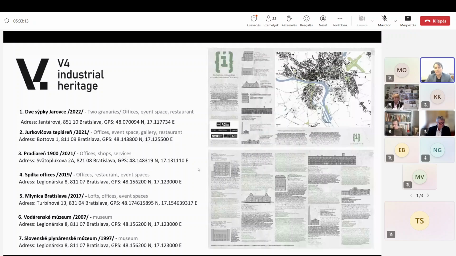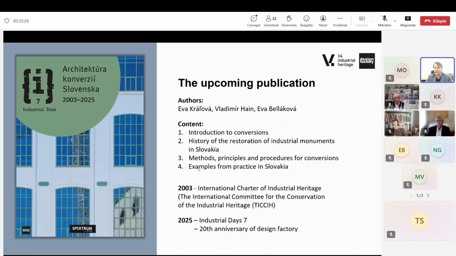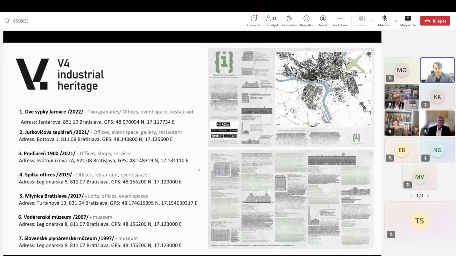So this map is shared and will be shared with everyone on the web page of V4 Industrial Heritage at the end of March, with also information and pictures about our 7 industrial heritage sites. And that's about our 7 heritage sites in this project.